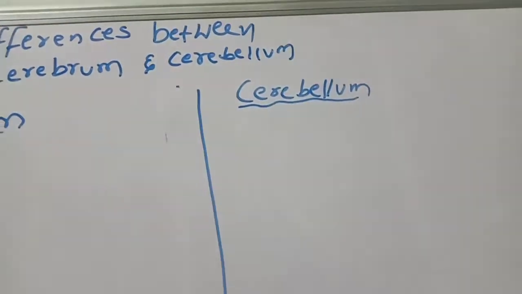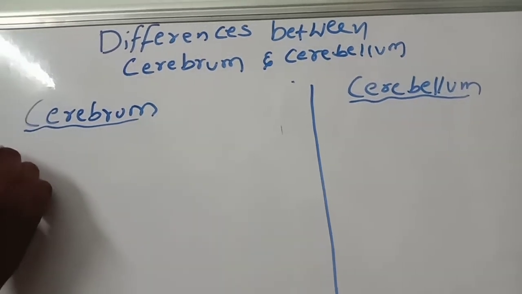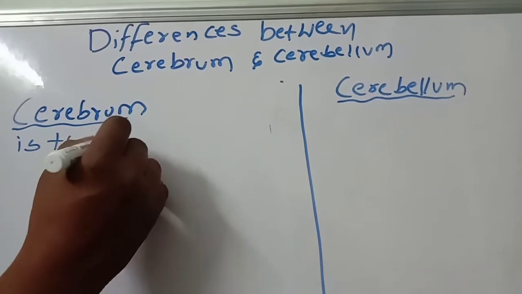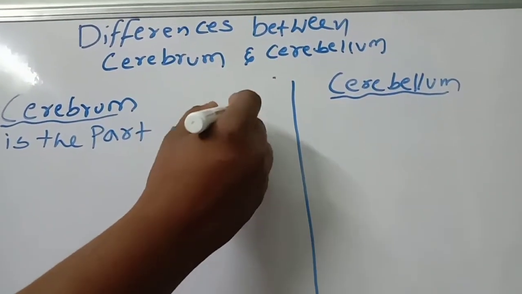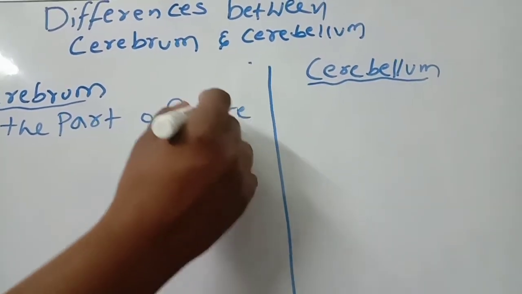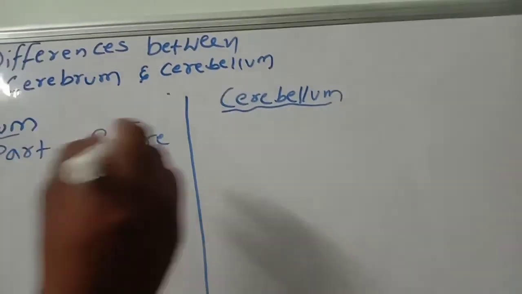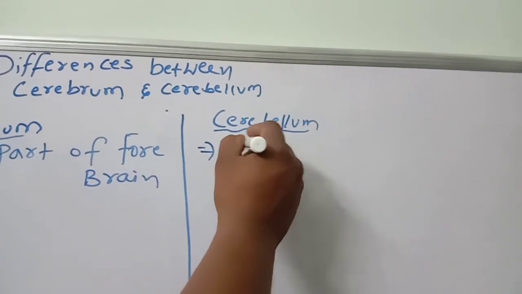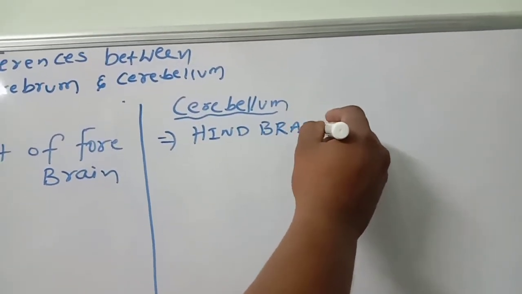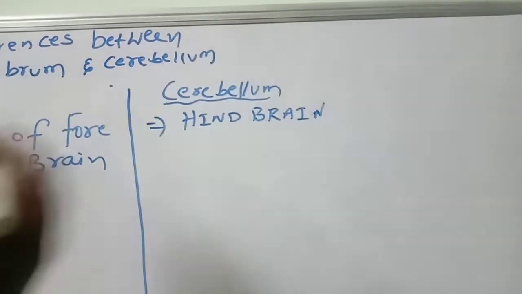The first point about the cerebrum: it is a part of the forebrain. This is the point you should remember. Forebrain part, cerebrum. The second one, it is a part of the hindbrain. This point you should remember. Next one.